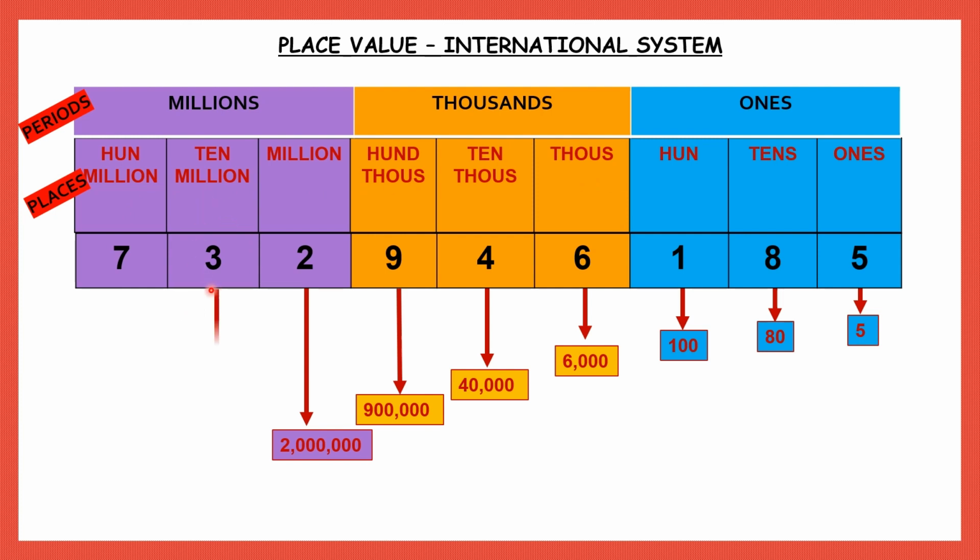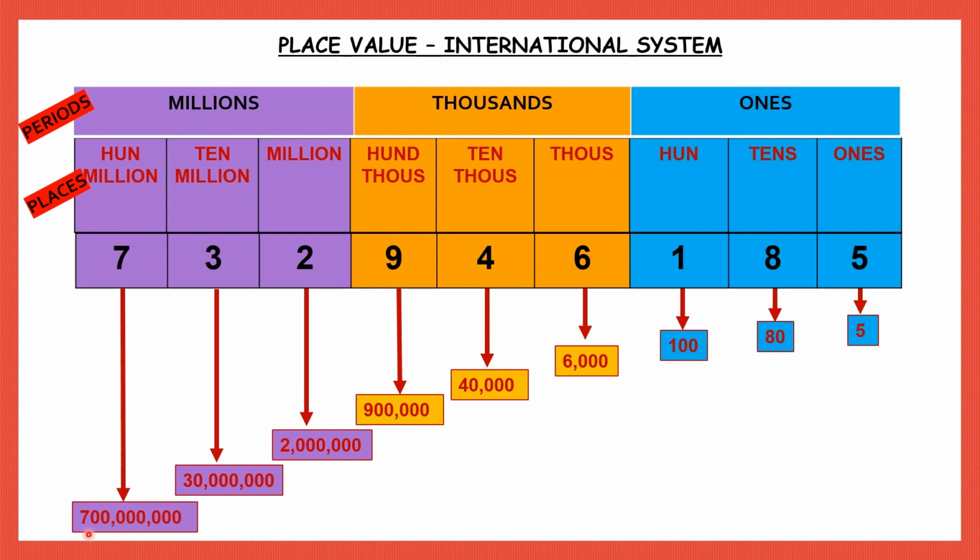Then we go on to the next digit, which is 3. The place value of this 3 is 10 million. That means 3 into 10 million will be 3 into 10 is 30, 30 million. So we write 30 million like this. Then we go to the next digit, 7. Now 7 is the 100 millions place. So 7 into 100 is 700. 700 million is the place value. So this is how we read the place value in the international system.